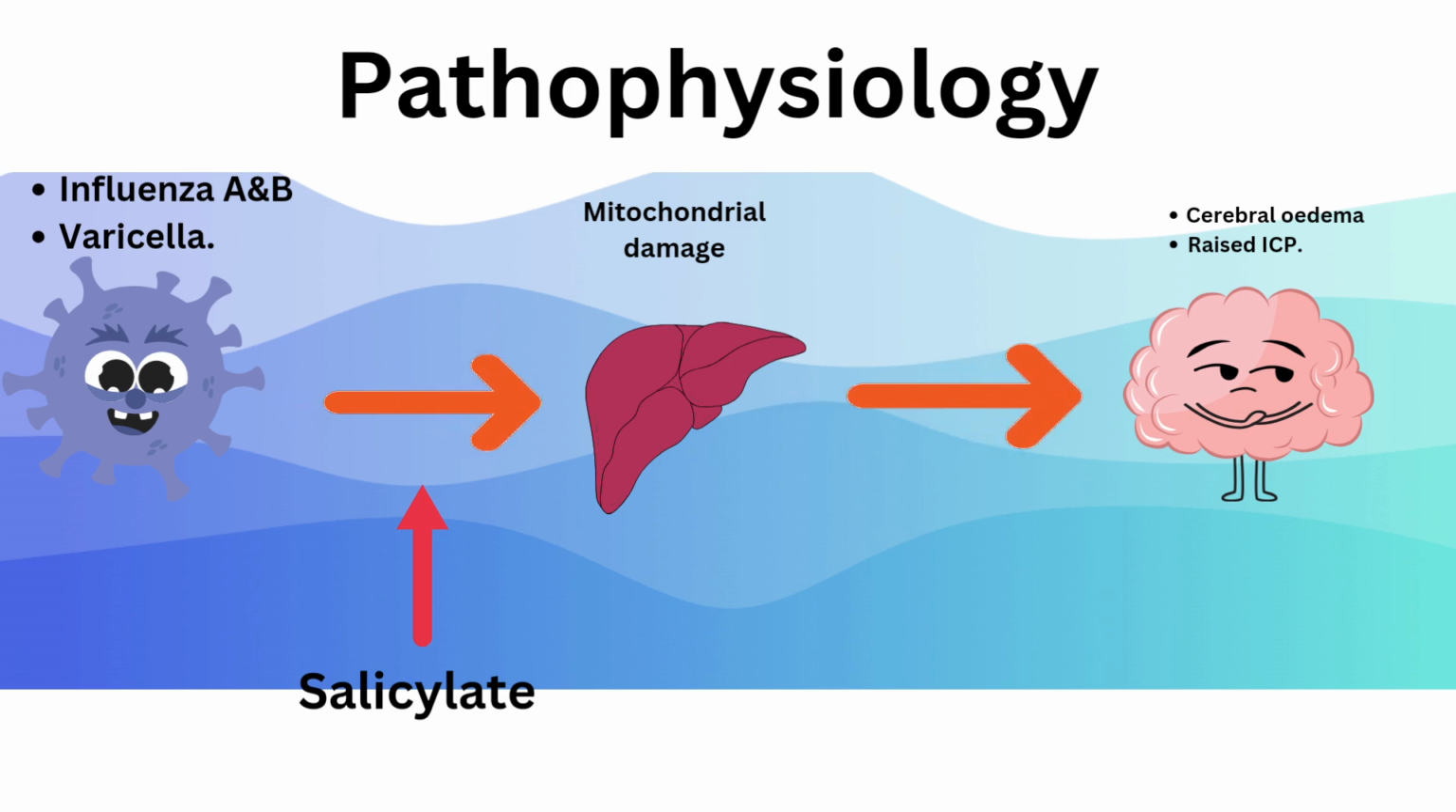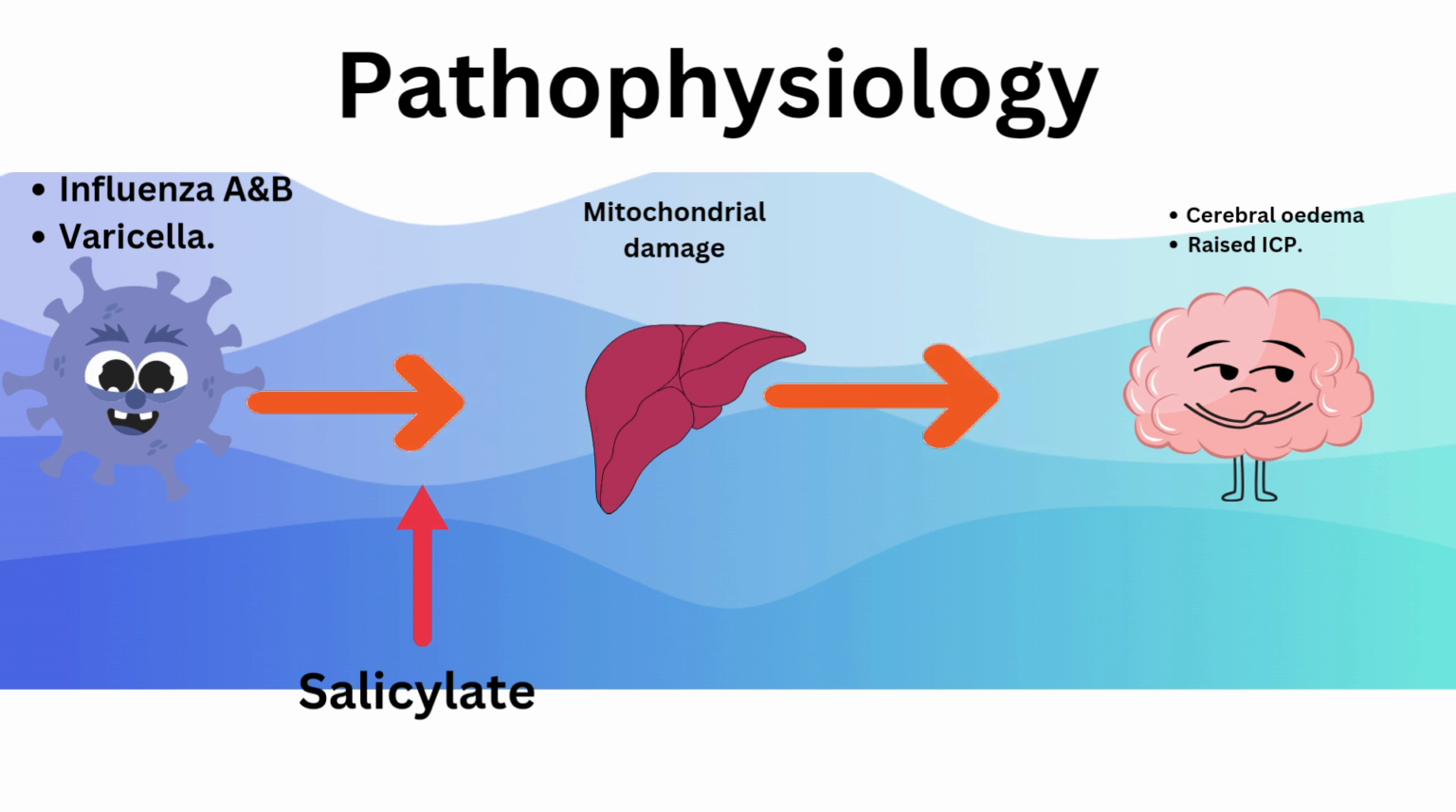Now, as the hepatocytes are dying and the liver is dying, as we know through filtering of blood, the liver is responsible for filtering toxins in the blood or detoxifying things that we don't need in our blood circulation.